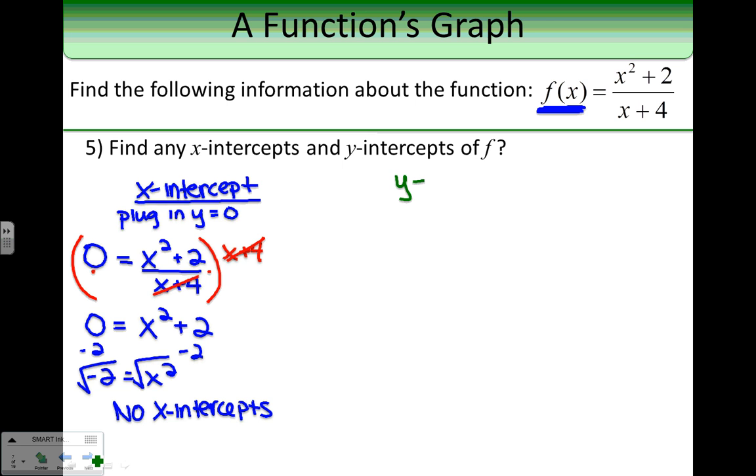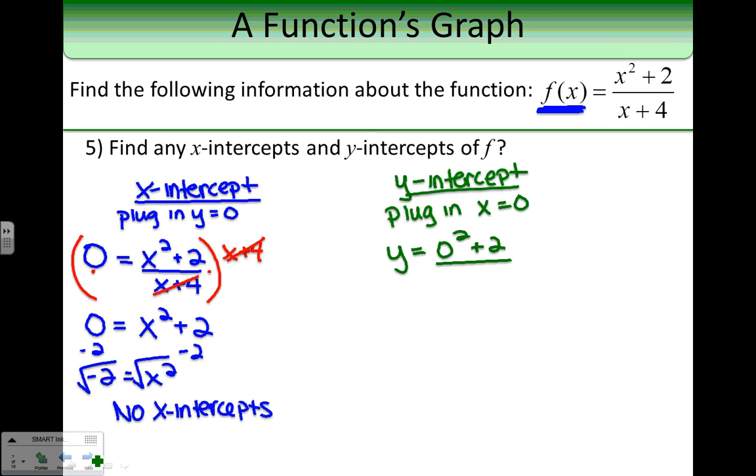Finding a y-intercept. Now we're going to plug in 0 for x. Any point on the y-axis, x is always going to be 0. So we have y equals 0 squared plus 2 over 0 plus 4. Just plugging in 0 for x. y equals 2 over 4. So y equals 1/2.